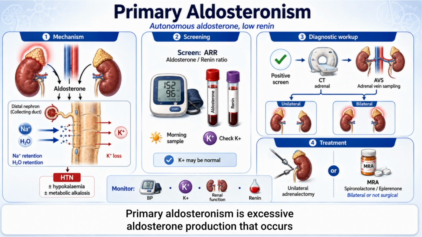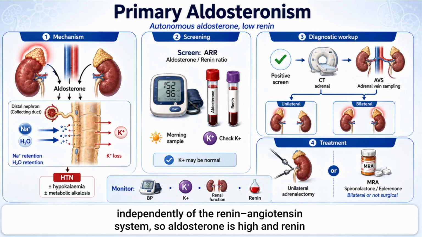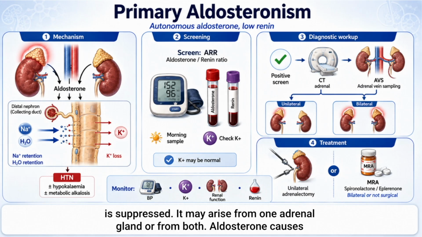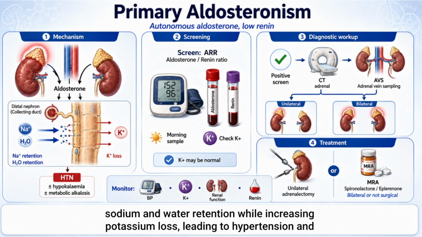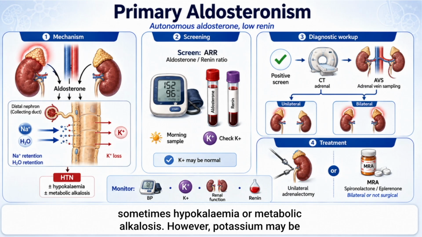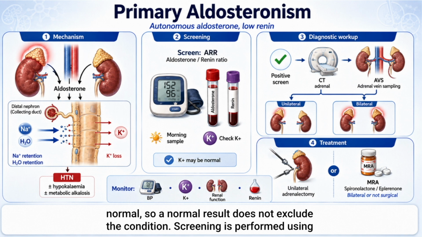Primary aldosteronism is excessive aldosterone production that occurs independently of the renin-angiotensin system, so aldosterone is high and renin is suppressed. It may arise from one adrenal gland or from both. Aldosterone causes sodium and water retention while increasing potassium loss, leading to hypertension and sometimes hypokalemia or metabolic alkalosis. However, potassium may be normal, so a normal result does not exclude the condition.